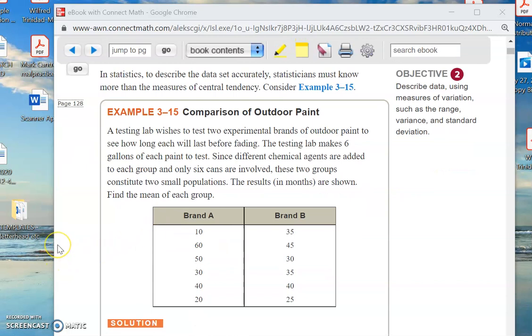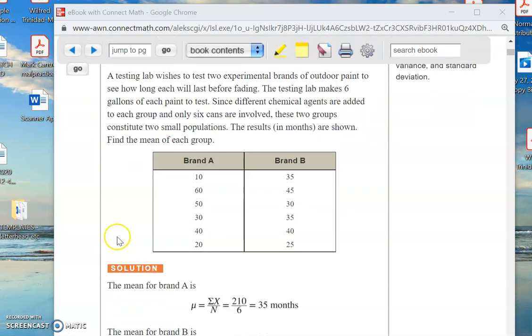So here's an example. We're talking about outdoor paint. We've got brand A and brand B, and here are the results. Here's our data. There are only 6 data points for each of the brands, so it really isn't that many.